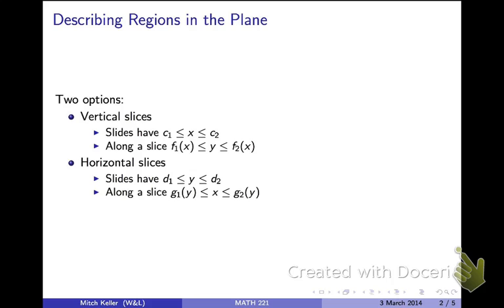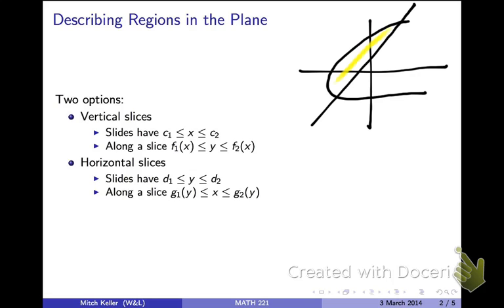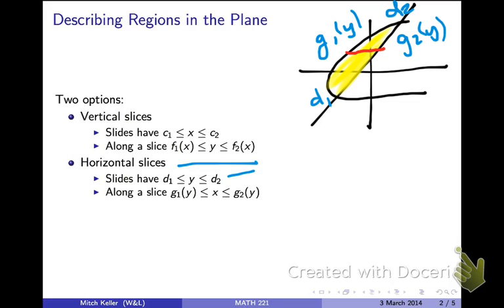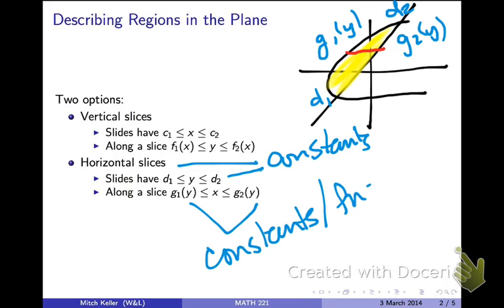The other thing we could do is horizontal slices, and so this would be a region that maybe looks like this, where if we do horizontal slices like that red line segment, they're always starting at the parabola and ending at the straight line. So they start at the parabola g1 of y, and they end at the line g2 of y. And there is one of these slices for every value of y from the constant d1 up to the constant d2. And so we have slices with d1 less equal y less equal d2, again, constants there, and then x is between g1 of y and g2 of y, and those might be constant functions. g1 of y equals 3 is still a function of y.